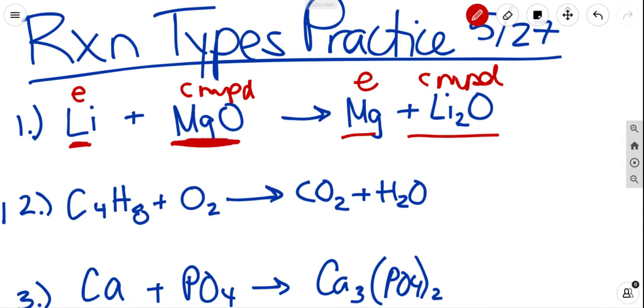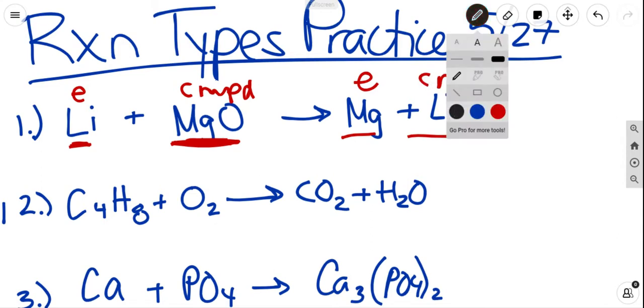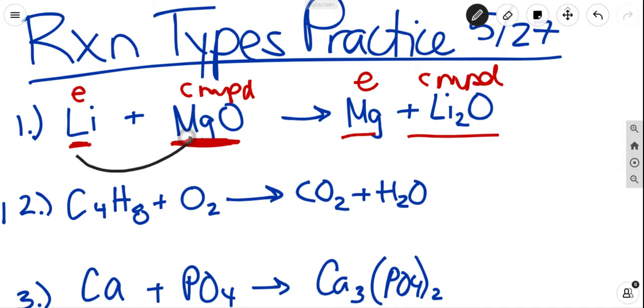Looks like lithium is coming in. It's a single element and it's kicking out magnesium. Magnesium is now by itself. And lithium, the reason it has that 2 there is because it got crisscrossed down. So I have an element coming in and kicking out another element. So this is single replacement.